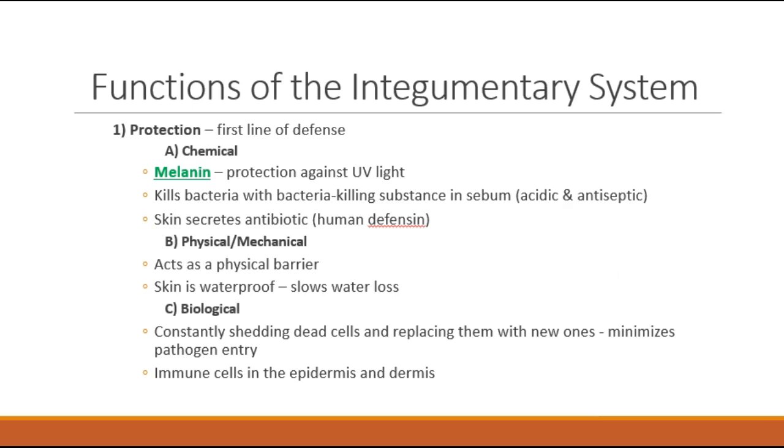Chemically speaking, your skin produces melanin. Melanin protects the body against UV radiation and is like a naturally occurring sunscreen. Additionally, your body secretes antibacterial substances in your sebum, or the oil produced on your skin, as well as an antibiotic called human defensin. Physically speaking, your skin acts as a physical barrier in addition to being waterproof. The waterproofing is important because it slows the loss of water from your internal environment to your external environment.